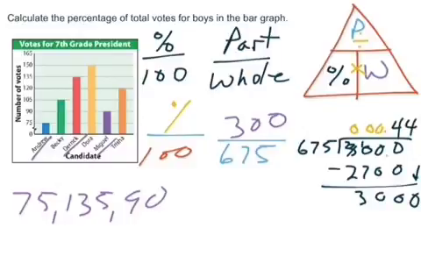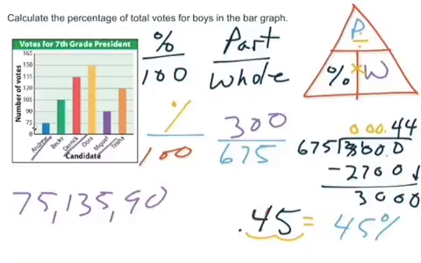So we could round this to the nearest hundredth, basically, and say, instead of getting 0.44, which is going to keep repeating, we can just round this to 0.45. And then we move the decimal 2 places, 1, 2. The answer is 45%. So the boys basically got 45% of the votes, a little under half of the votes for 7th grade president.